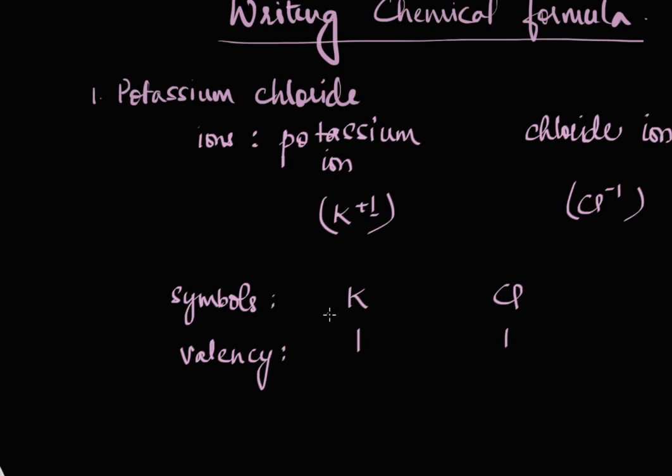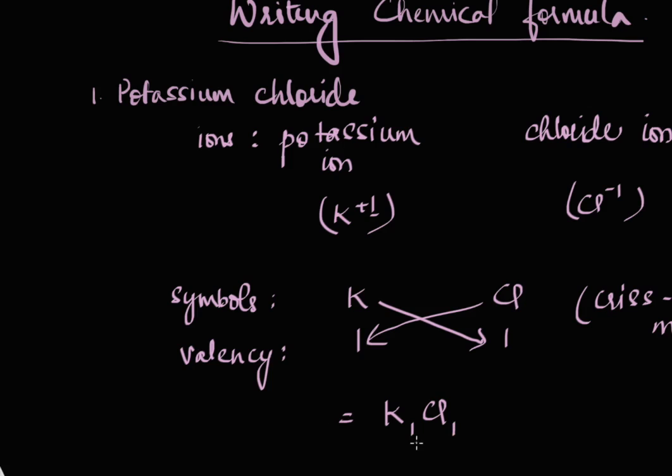After writing these numbers, you are going to use the criss-cross method. This method of writing the chemical formula is called the criss-cross method. In this method, you are going to write the symbol of the cation, which is the positive ion, first, and then you are going to write the valency of the negative ion. So K you will write first, and then you will write the valency for chlorine at the bottom of K. Then you are going to write down the symbol of chlorine, and you are going to write down the valency of potassium at its base.